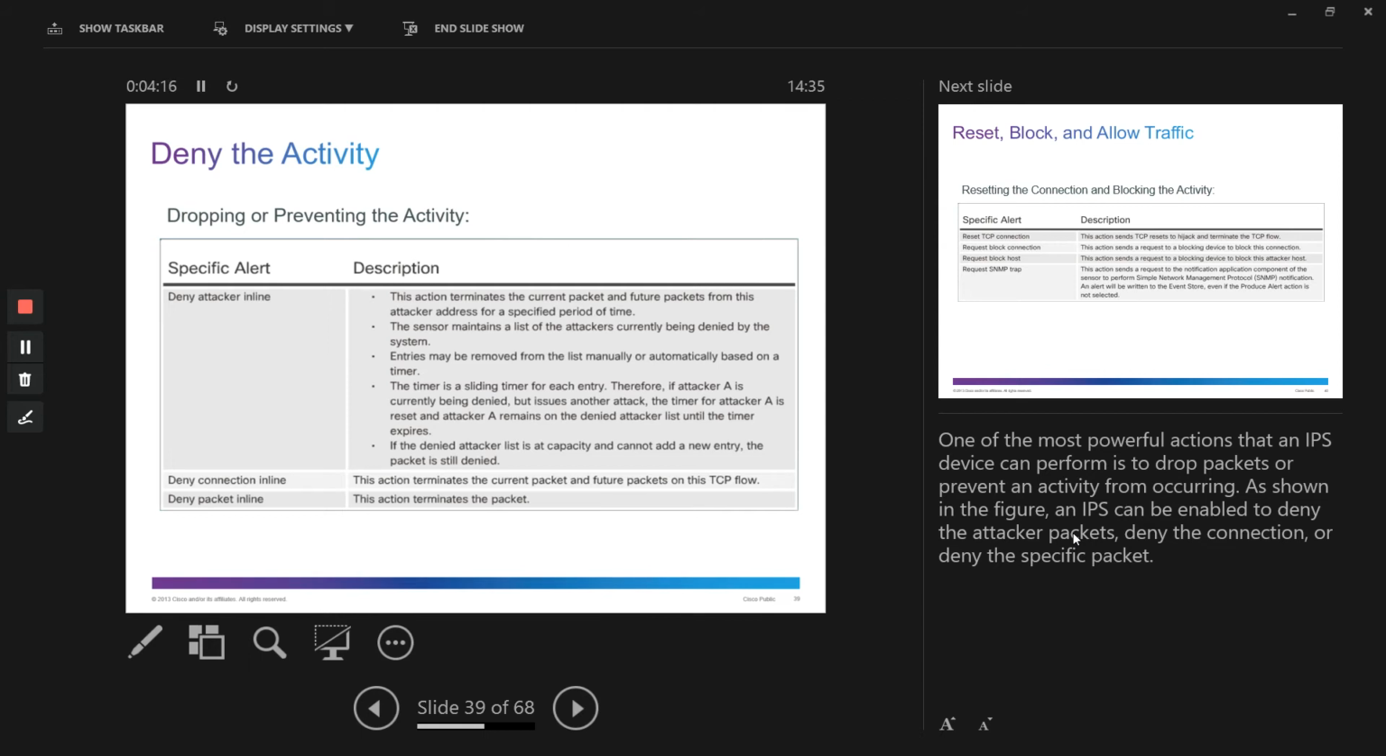Okay. Now the next action is deny connection inline. This action terminates the current packet and future packets on the TCP flow. And deny packet inline, this action terminates the packet.